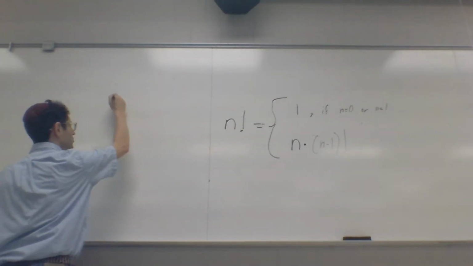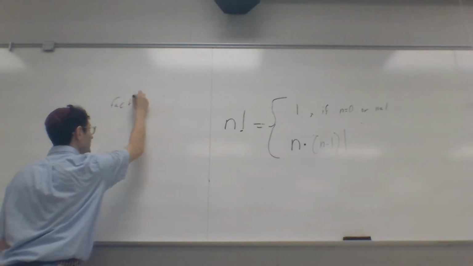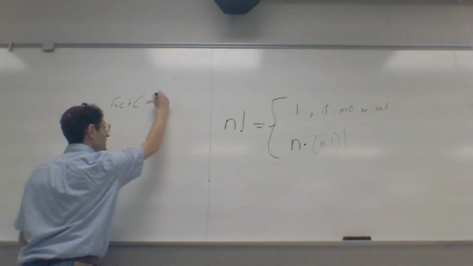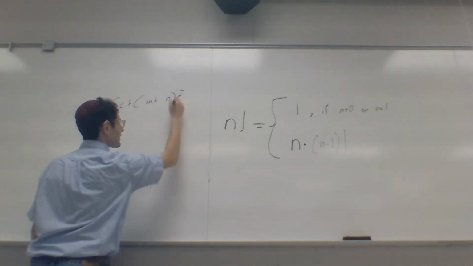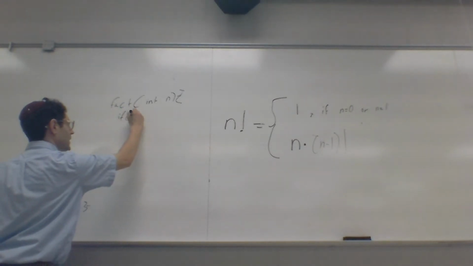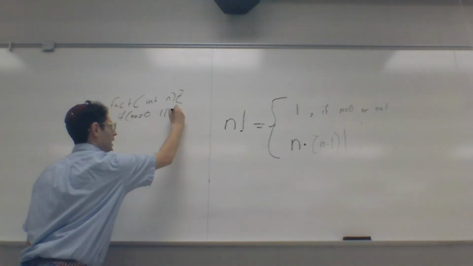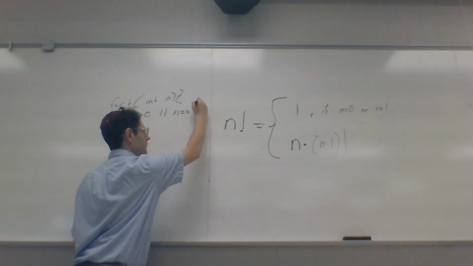So to write this, I'll write public static void factorial, fact int n. We would write it something like this: if n is 0 or n is 1, right? That's our base case.